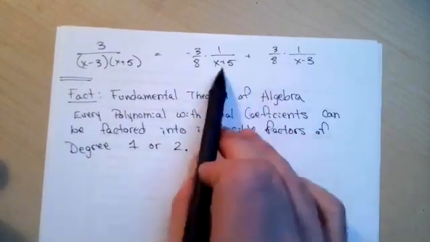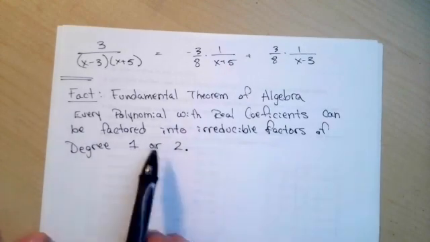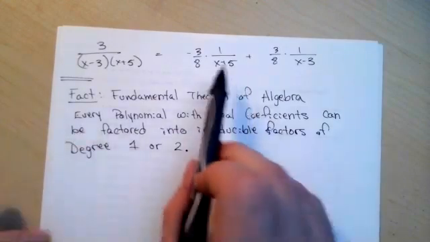We can integrate those very easily. In degree 2 terms, we now know a lot of different techniques. So if it's irreducible degree 2, we can look for u-subs. We can do integration by parts or trig subs for those.